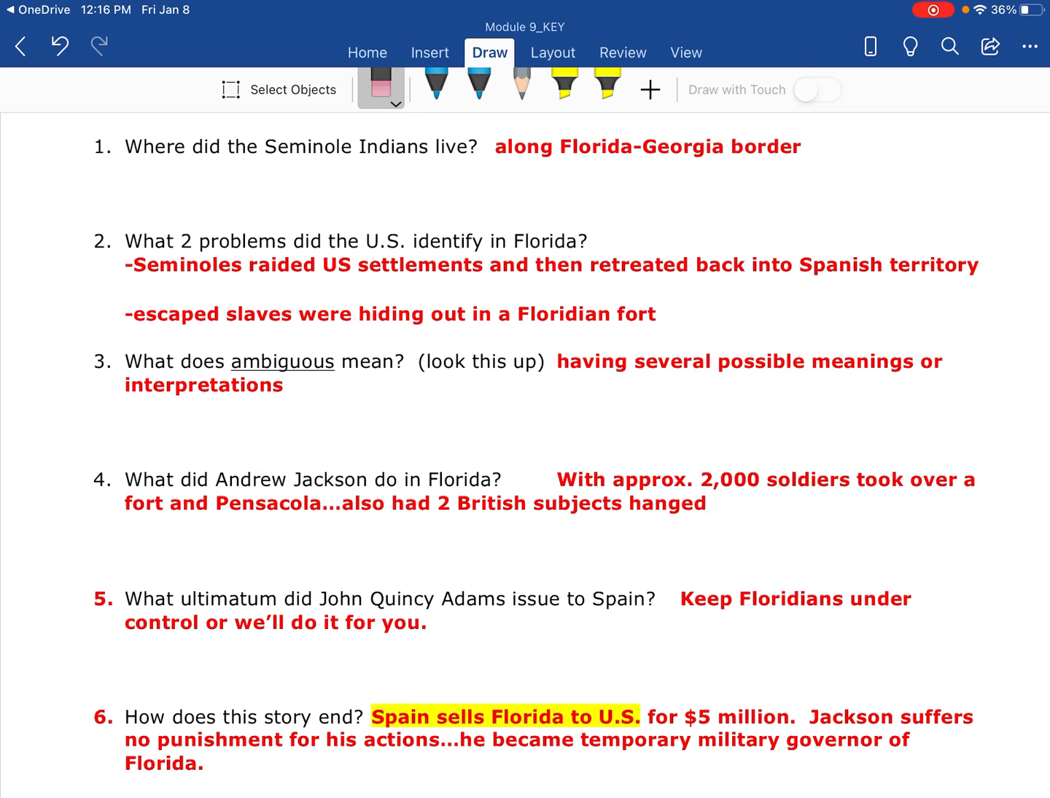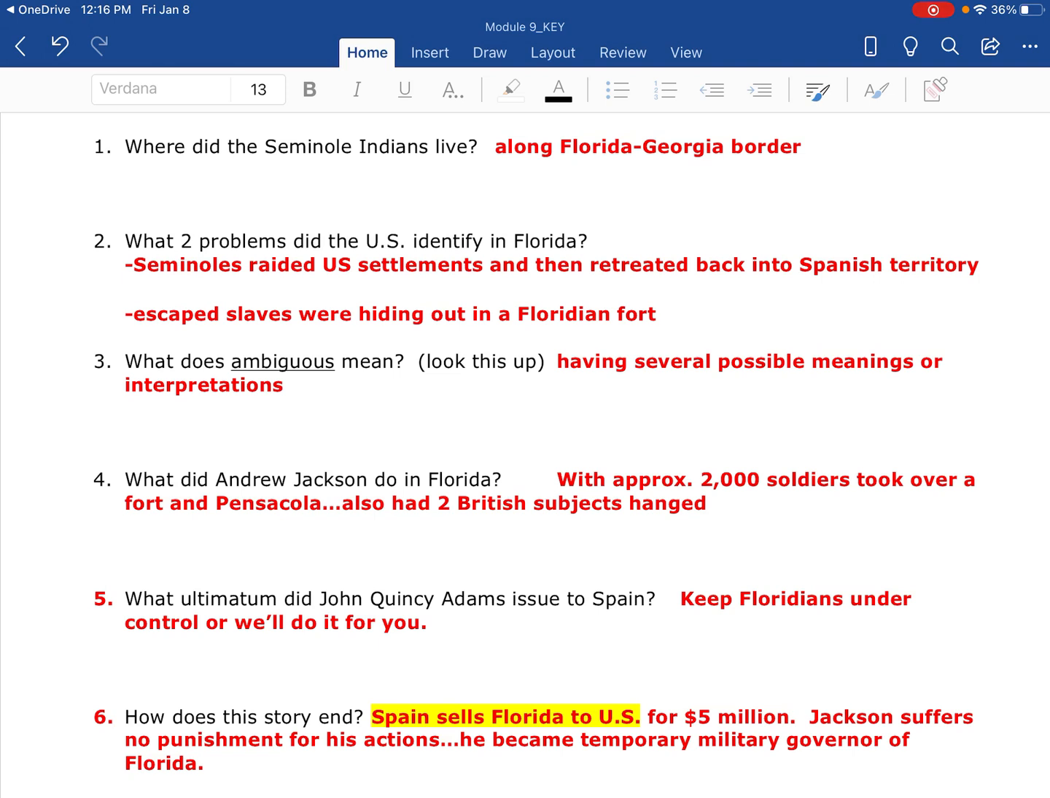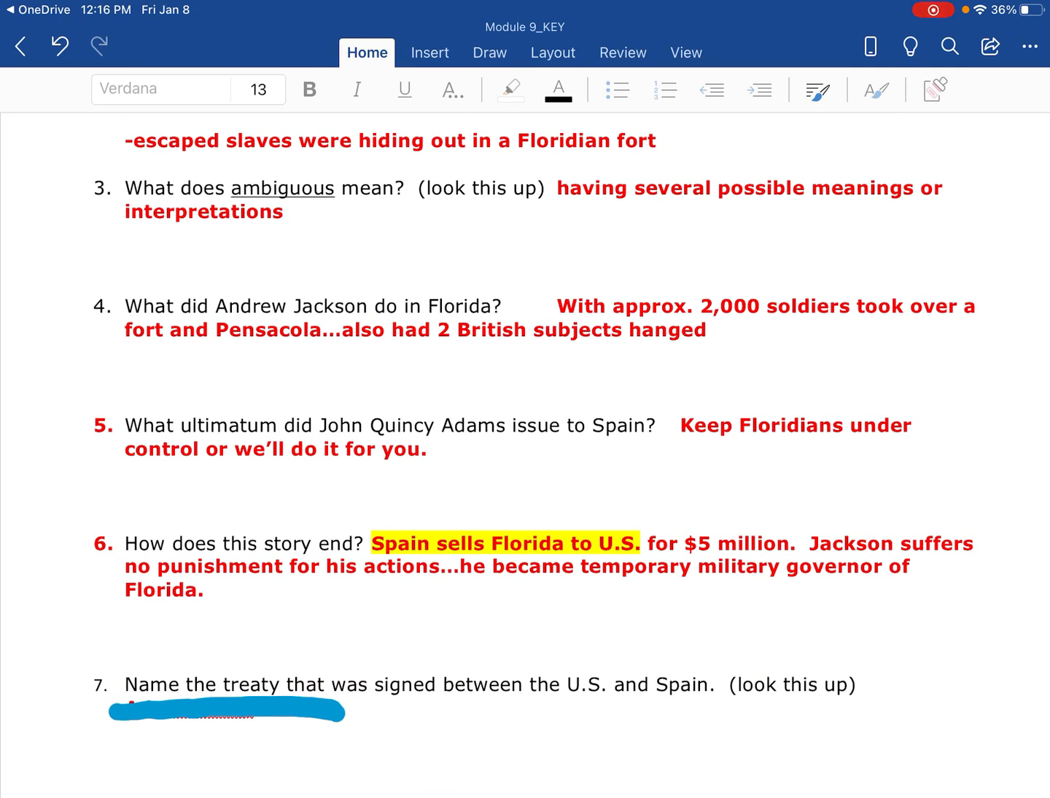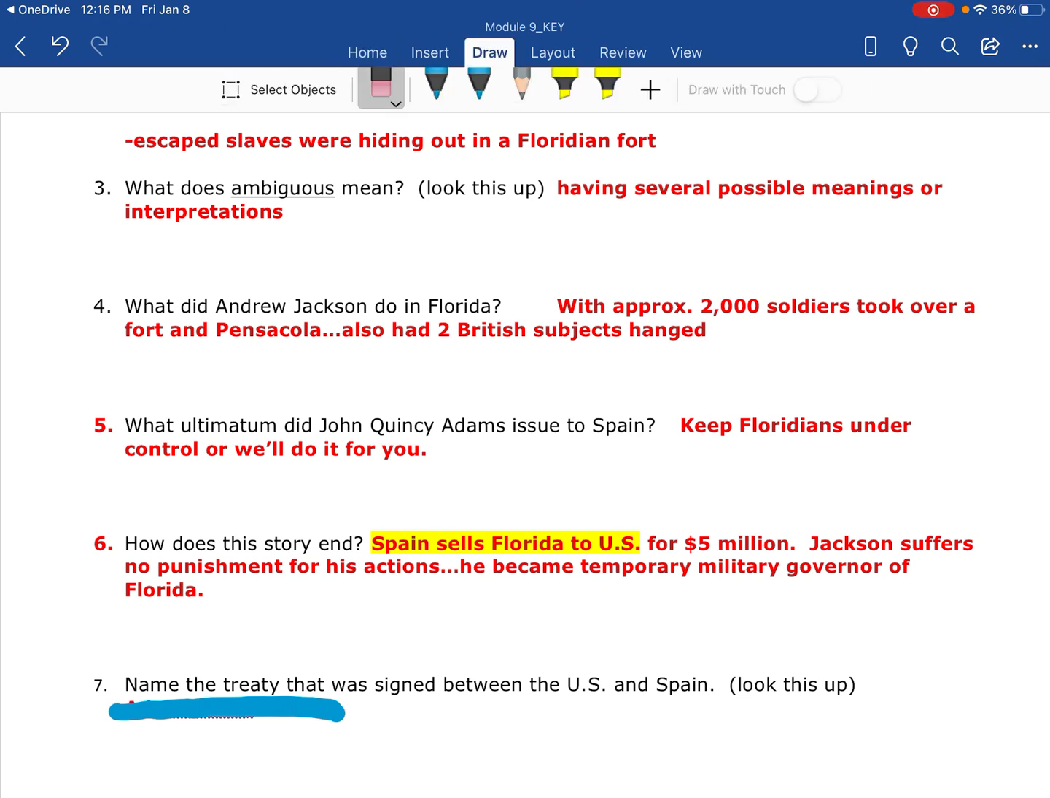Andrew Jackson suffered no punishment for his actions, even though he really did break the law and do things he was not supposed to do. In fact, they kind of reward him by making him the temporary military governor of Florida. So not only is he not punished, but he is rewarded for his bad behavior. And we all know what happens when you reward people for bad behavior. Remember this. Foreshadowing.